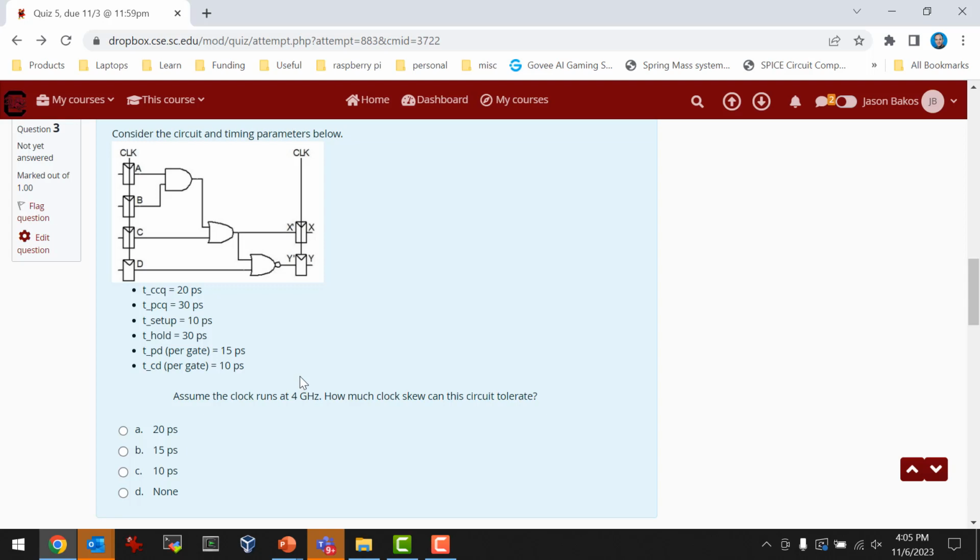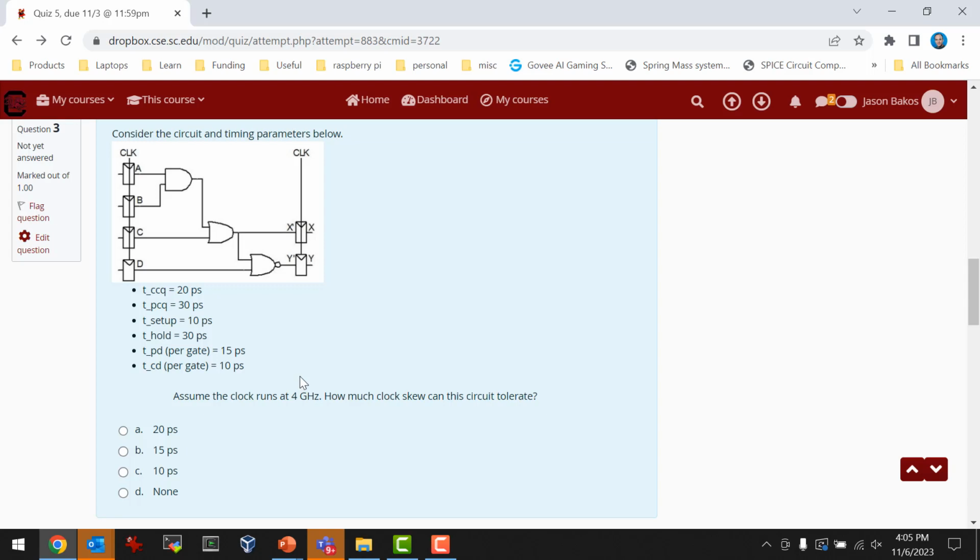And the clock is 4 gigahertz, so the clock period is 250 picoseconds. Oh, wait a minute, I screwed that up. Gigahertz is a nanosecond, right? Sorry, I had that wrong in the last question. So 4 gigahertz would be 250 picoseconds. Sorry, I had that screwed up. So 250 picoseconds is our period, right? Sorry about that. Make sense?